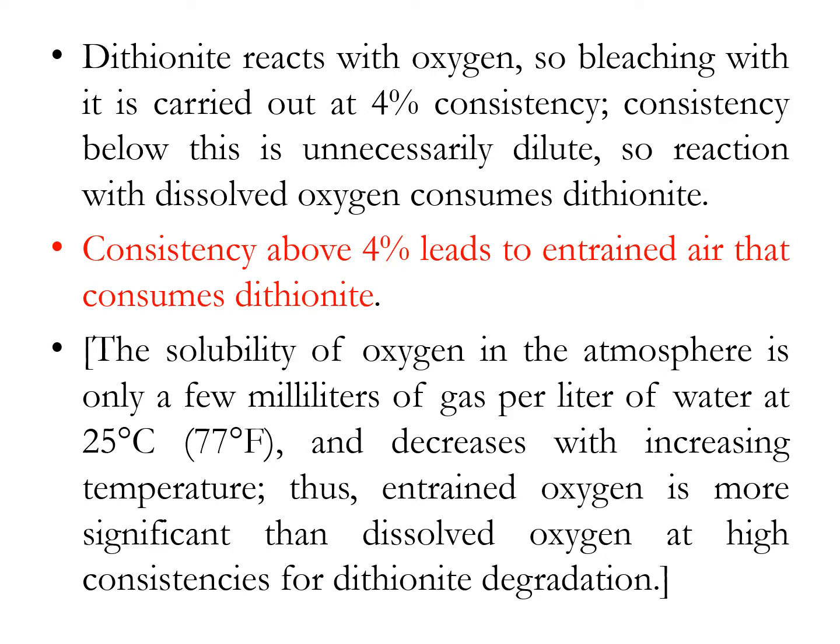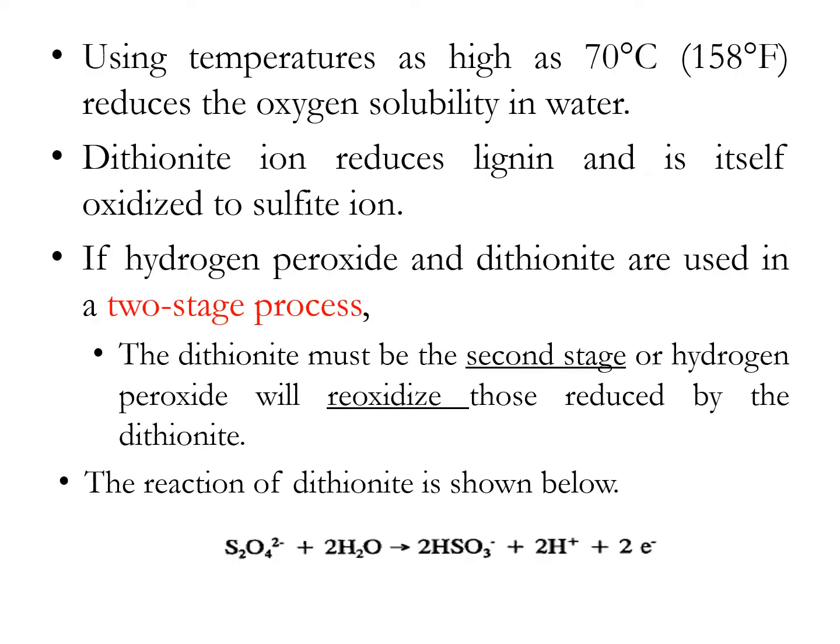Now dithionite reacts with oxygen, so bleaching is carried out at 4% consistency. We have talked about consistency before, so the consistency here is 4%. Consistency above 4% leads to entrained air that consumes dithionite, and the explanation you can check at the bottom. Okay. Now dithionite ion reduces the lignin, and is itself oxidized to a sulfite ion actually.